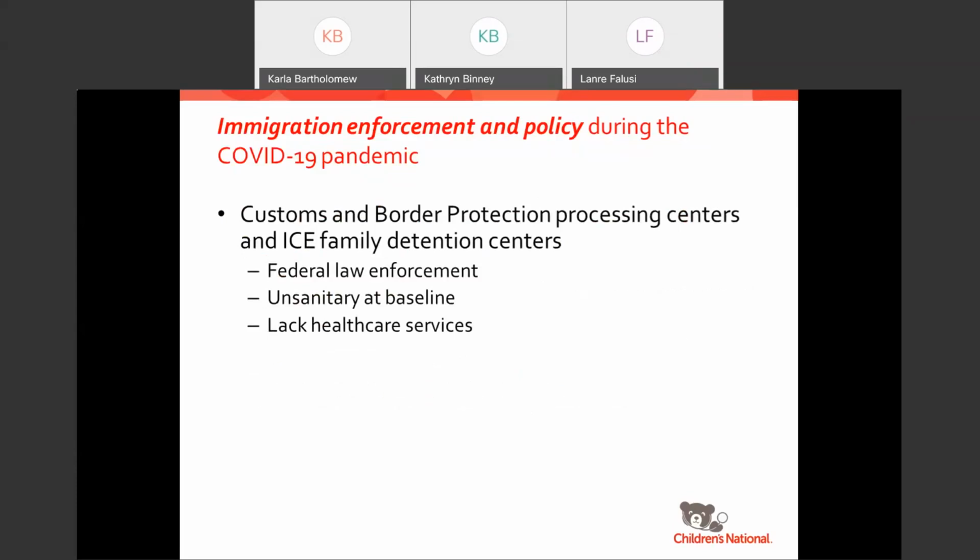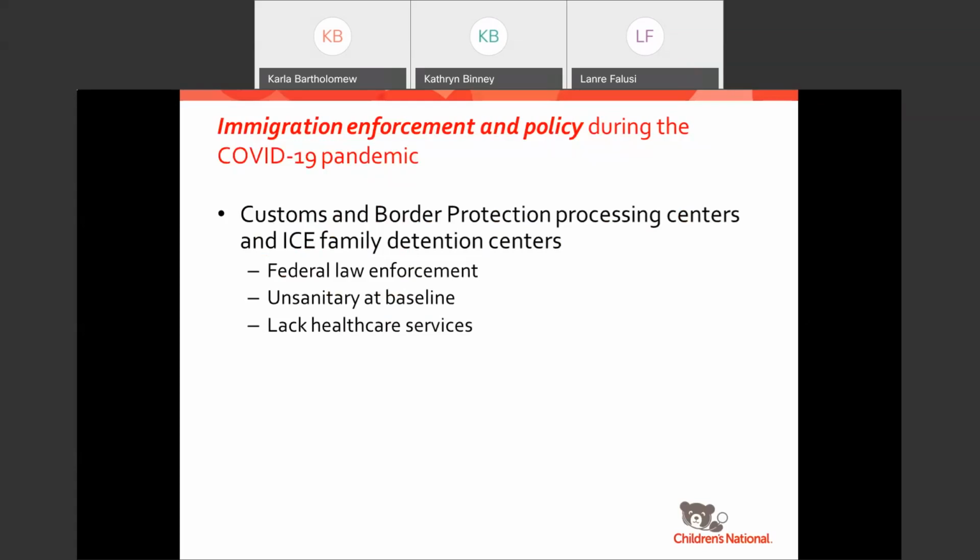In addition, Customs and Border Protection Processing Centers, these are the centers at the border, largely on the US-Mexico border, but also on the US-Canada border. CBP is a law enforcement agency that detains and then processes people who cross the border without authorization, and even those who are crossing seeking asylum. These detention centers are sometimes adults only, but there are some family detention centers.